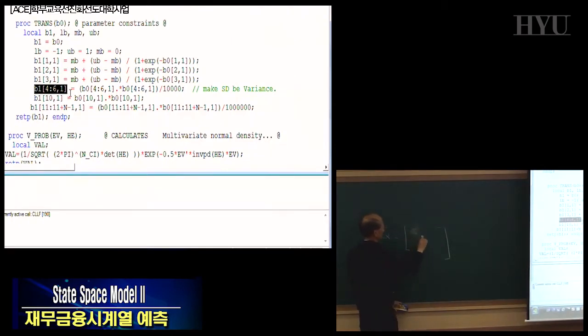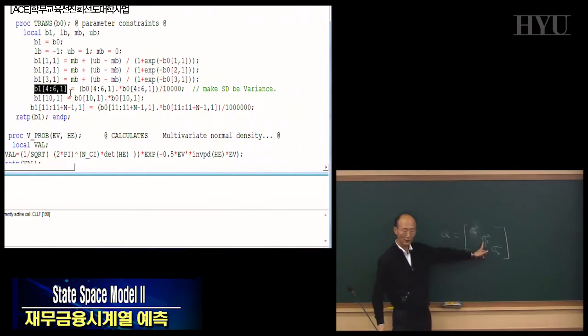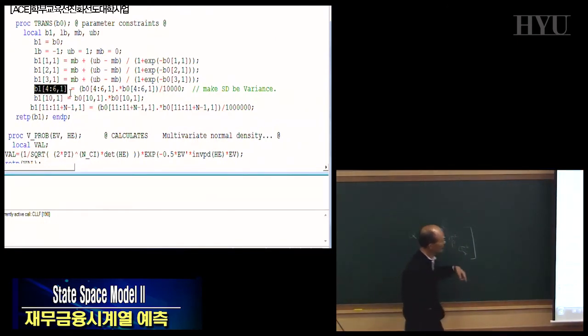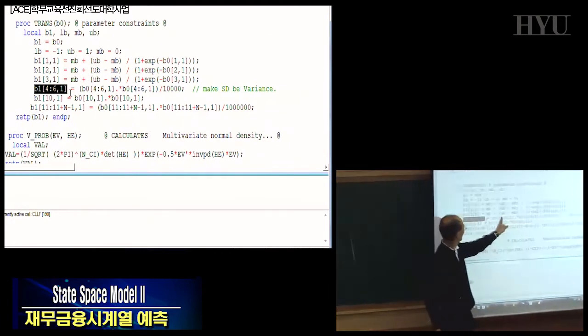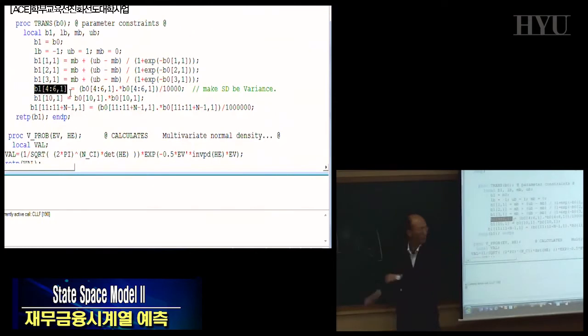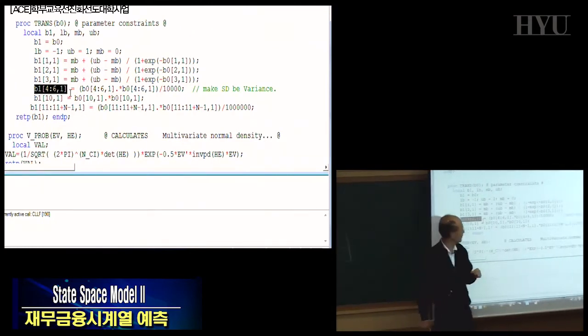Sigma alpha squared, sigma beta squared, sigma gamma squared. The first factor, second factor, third factor, and their variances, right? So squared it, and this one is copied here, right?